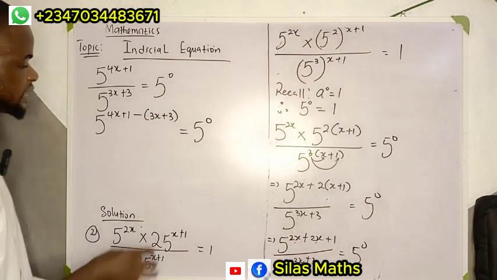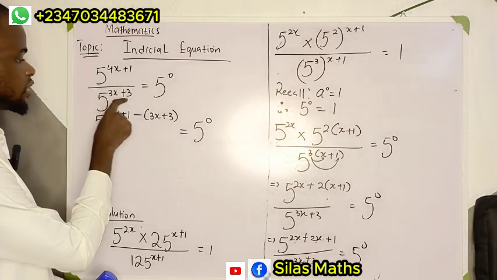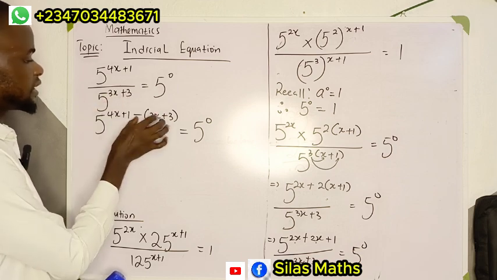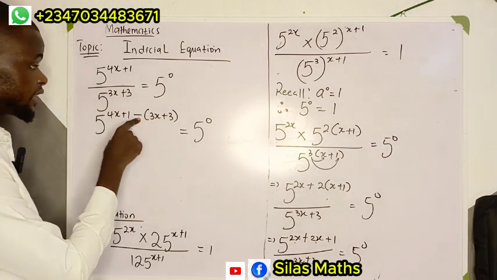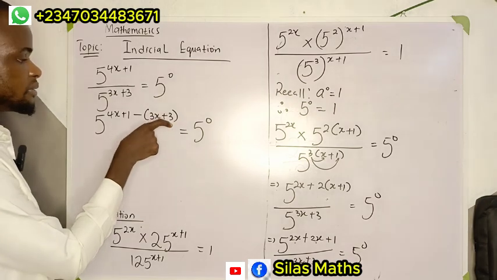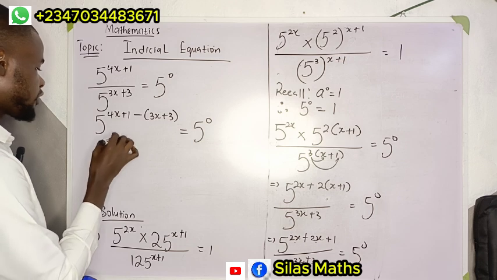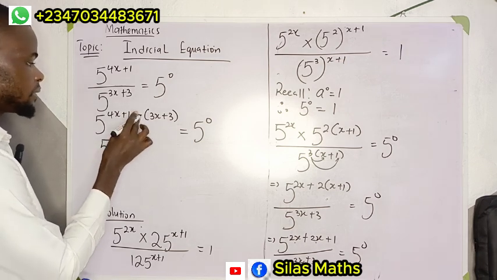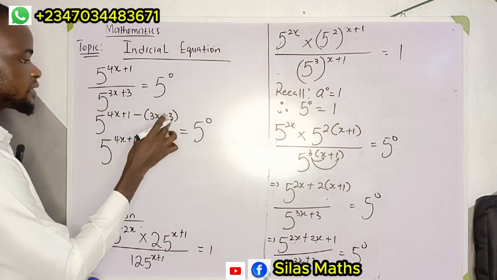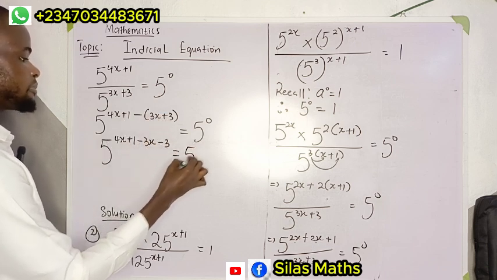Now mind you what I did here, because I'm having an expression, I have to put everything here in brackets because of this minus sign over here, because the minus sign is going to affect every single number in the bracket. So in opening that bracket now, I'm going to have 5 to the power of 4x + 1 minus 3x, minus plus is going to give me minus 3, then equal to 5 to the power of 0.